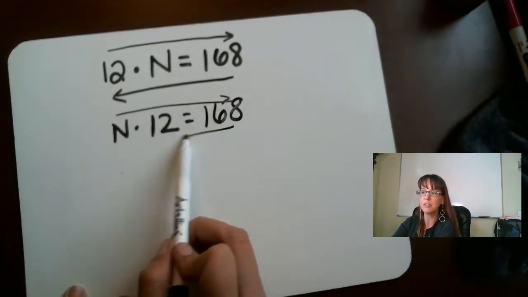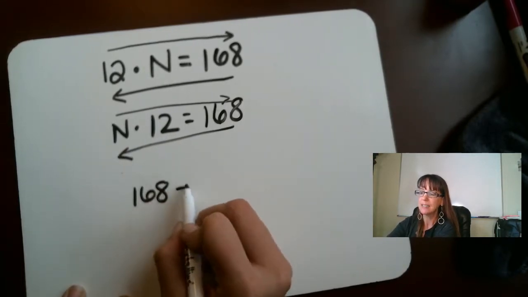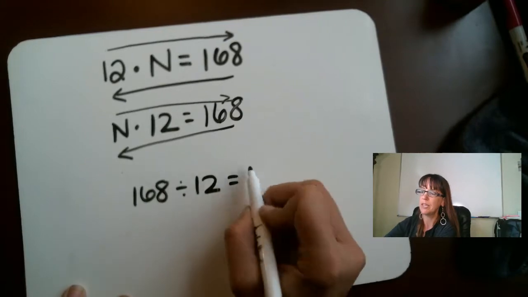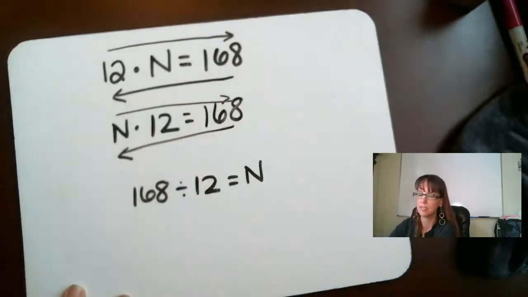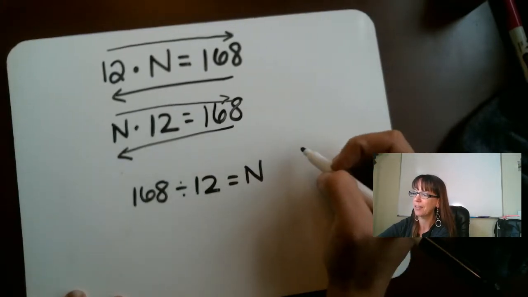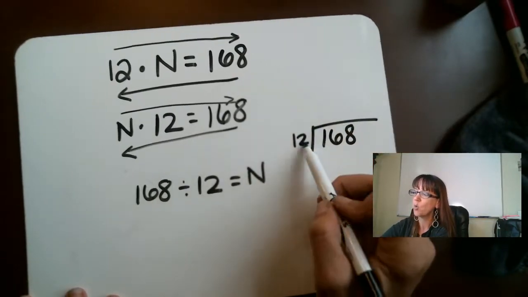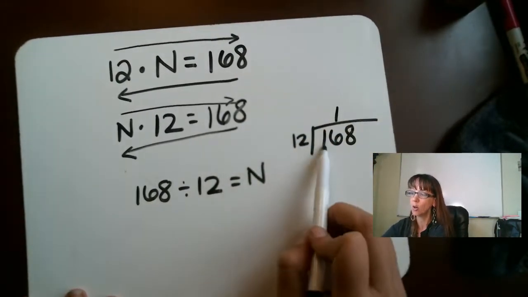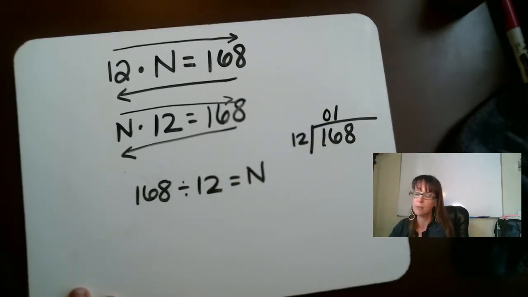Multiplication in this direction, division in that direction. That means I can do 168 divided by 12 equals n. And I'm writing it like this so that it's in straight lines so you can see. 168 divided by 12. Let's do the math on that. We've got 12 here, 168. 12 goes into 16. It doesn't go into 1, so there's nothing that needs to go there. We can even put a 0 there or a placeholder.